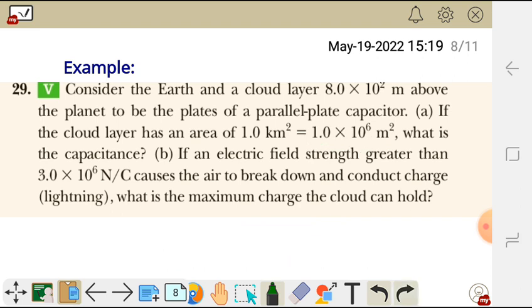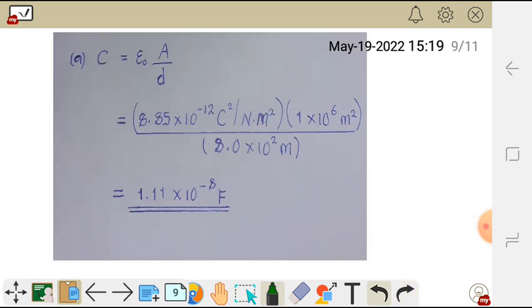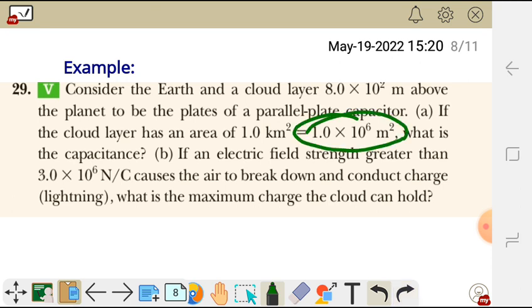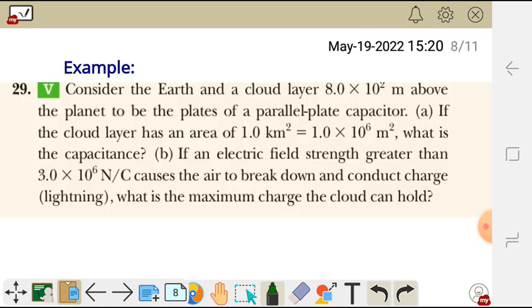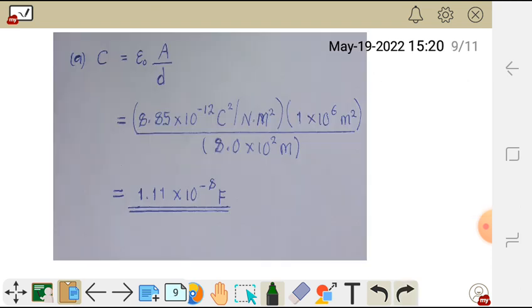So we are going to use this formula, the formula which we have come up with, which is area divided by distance multiplied by the constant is equal to capacitance, where A is the area. We have already been given the area of the cloud, and then the distance which separates the earth and the cloud is 8.0 by 10 to the power 2 meters. So what is the capacitance?